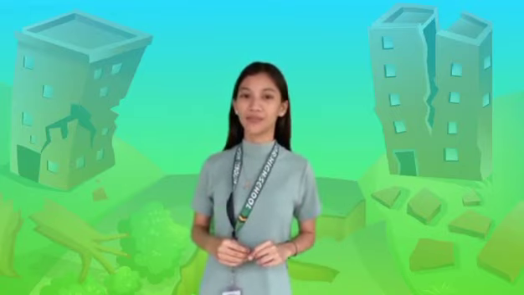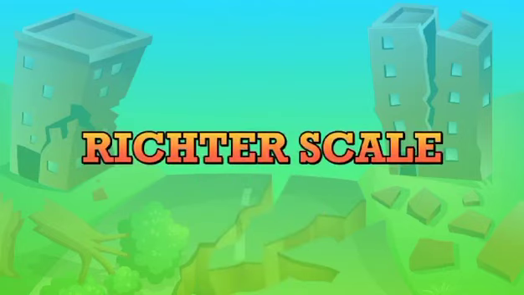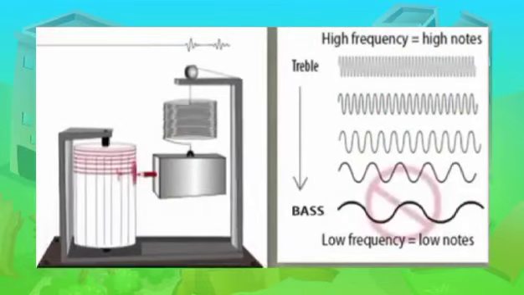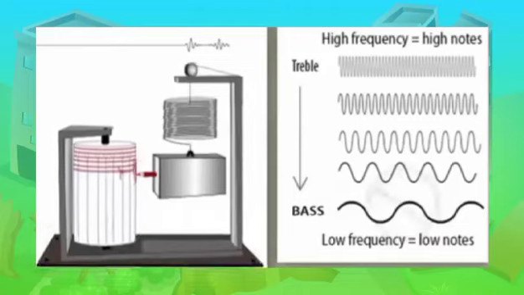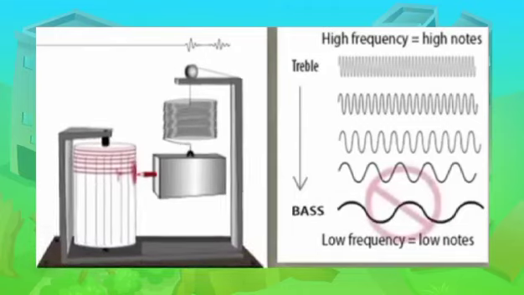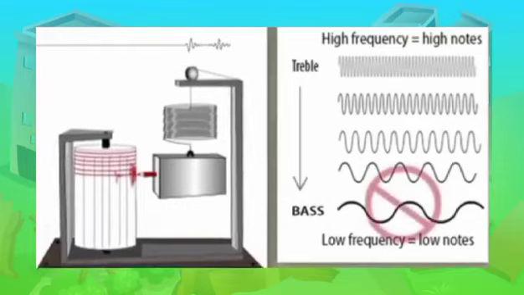Earthquakes are measured using different kinds of scales: the Richter scale and the moment magnitude scale. These scales are commonly used to determine their strength. The Richter scale measures the magnitude of an earthquake, indicating the amount of energy released, while the moment magnitude scale provides a more accurate assessment of larger earthquakes.